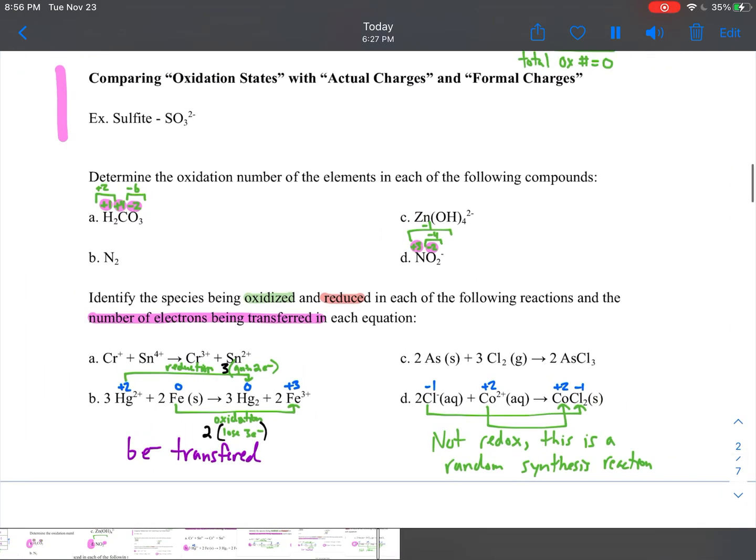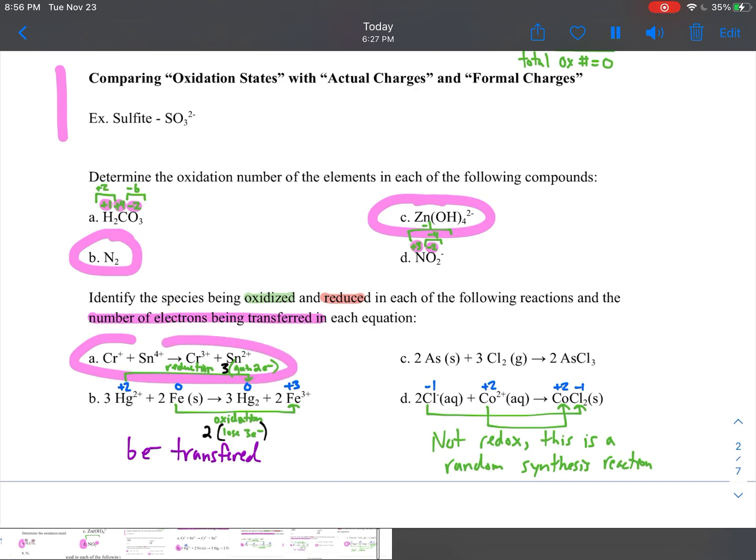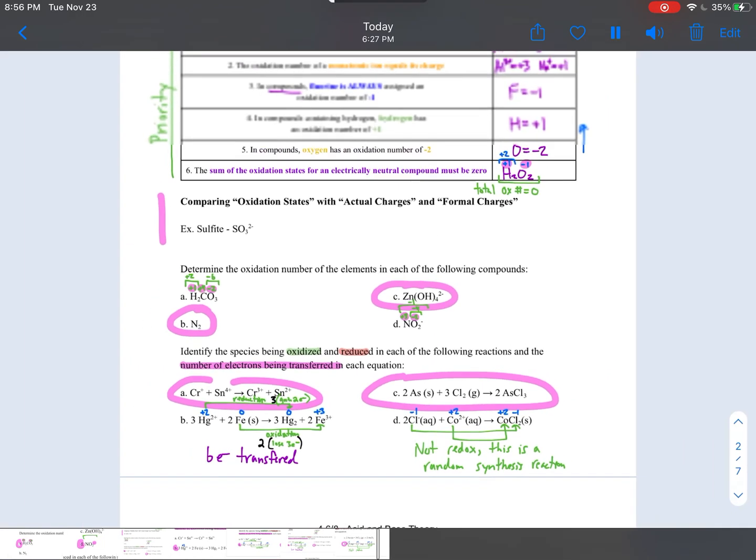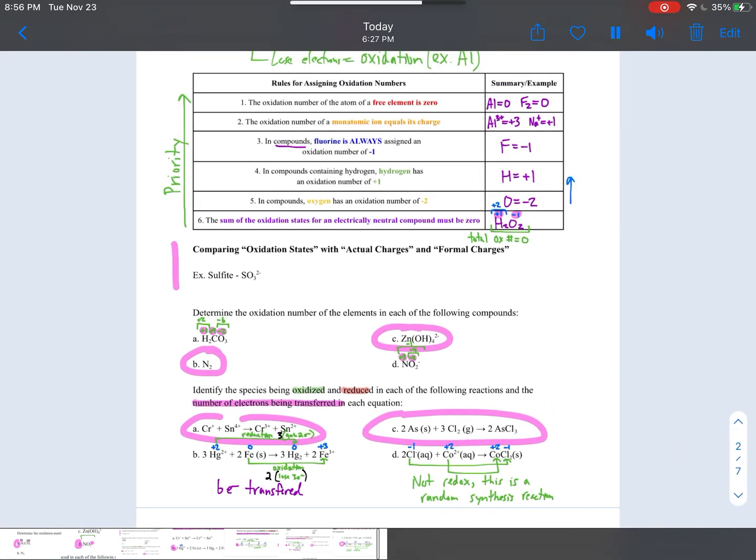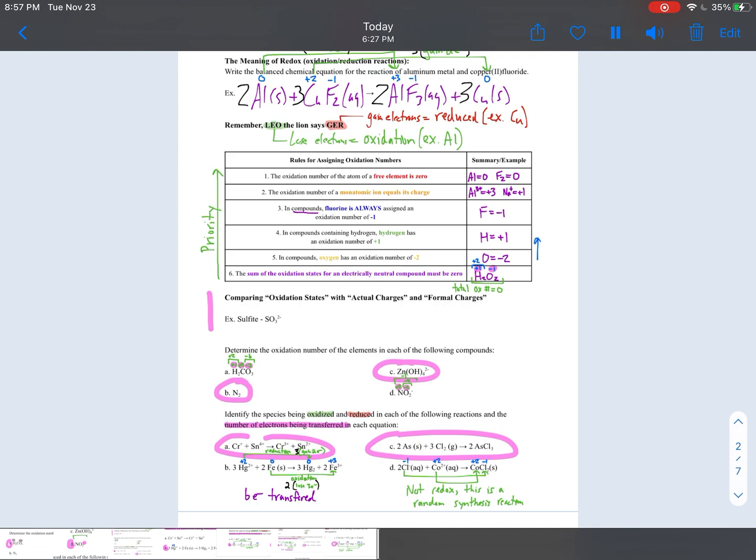What I'd like you to do is try these for yourself, the ones I'm highlighting here, B and C, and A and C, and once you've tried them, check the notes which is posted on Classroom. You should see the answers there to see how you're doing. Good luck and have a great day.